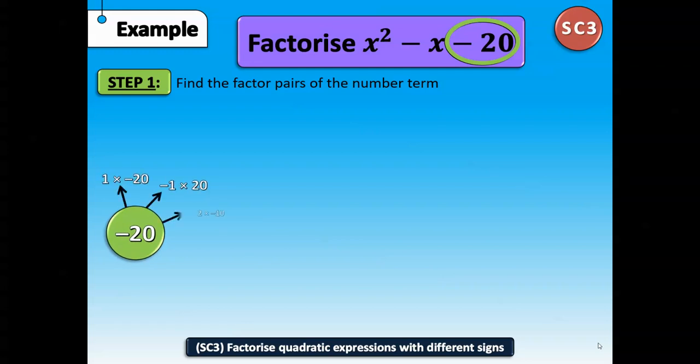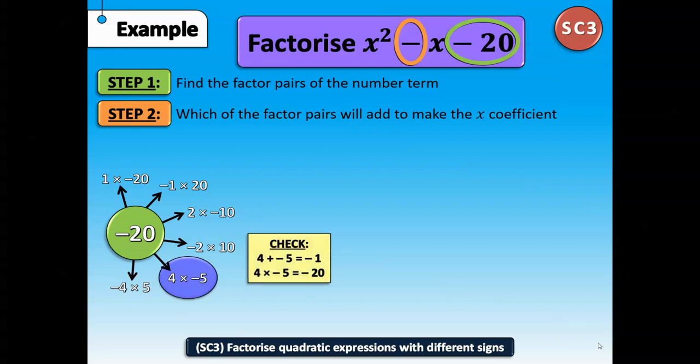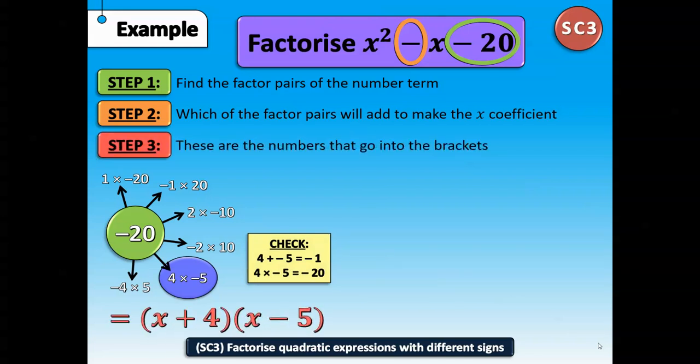So if they times together to make minus 20, one number has to be positive and one number has to be negative. So these are all the numbers that will times together to make minus 20. Then we need to have a look and think which pair will add together to make minus 1, because we've got minus 1x. So the pair that adds together to make minus 1 will be 4 and minus 5. So these are the numbers that go inside the brackets: x plus 4 and x minus 5.